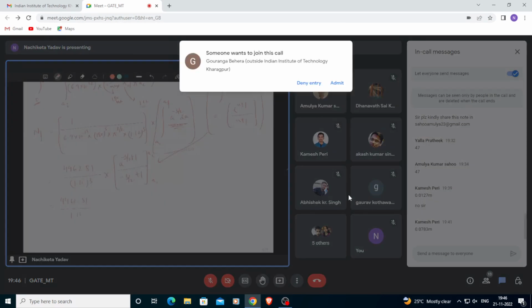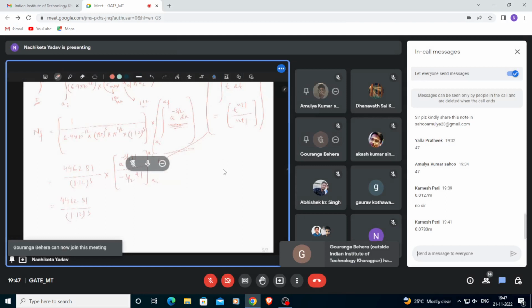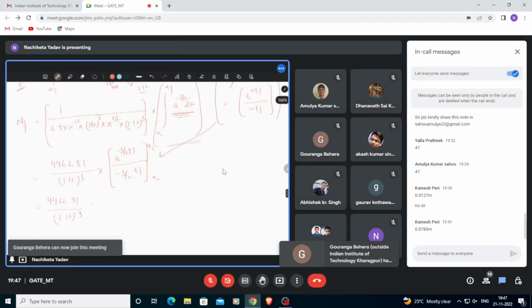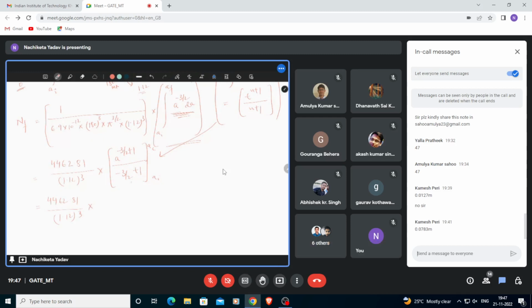So 1.1 to the power of 3 into this value will be minus 2, and AC value is given 0.078. It was in mm, so we will write in meter. Minus 1 by 2 minus 5 into 10 to the power of minus 12 minus 1 by 2.